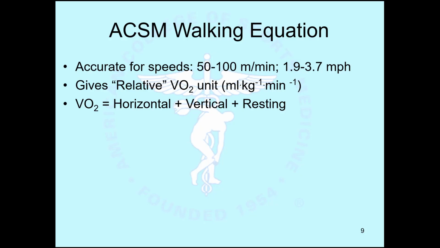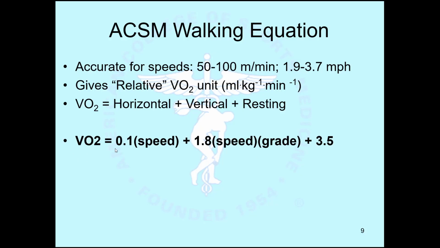The way the walking and running equations are set up, there's a horizontal component, a vertical component, and a resting component. The resting component is always going to be 3.5. The vertical component assumes you're walking up an incline. If you're walking on a flat surface, this is going to be 0. Horizontal refers to the speed. All of these equations give relative VO2, so if you need absolute, you'll have to convert it after the fact.